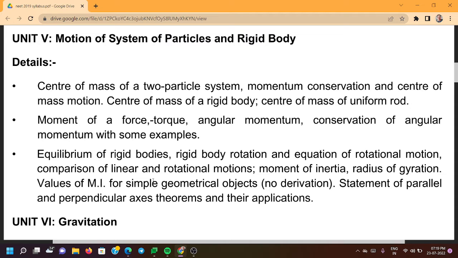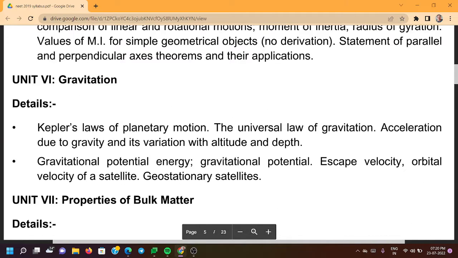Comparison of linear and rotational motions. Moment of inertia. Radius of gyration. Values of MI for simple geometrical objects. No derivation. Statement of parallel and perpendicular axis theorems and their applications.